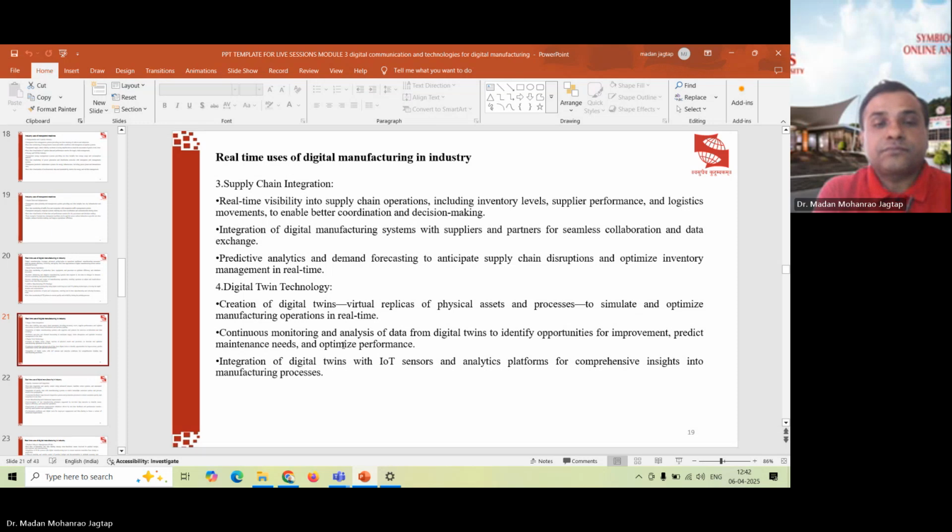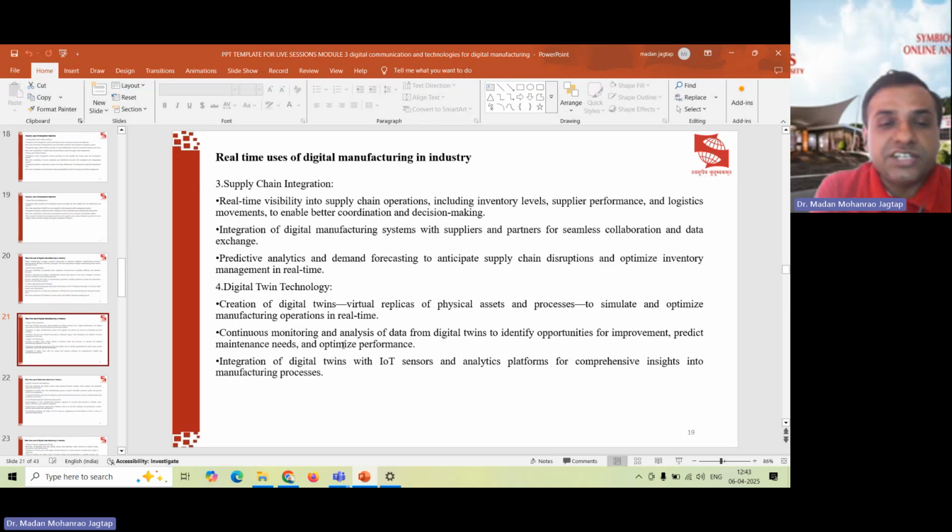Then supply chain integration. So real-time visibility into supply chain operations, including inventory levels, supplier performance, and logistic movements to enable better coordination and decision making. Integration of digital manufacturing systems with suppliers and partners for seamless collaboration and data exchange. Predictive analytics and demand forecasting to anticipate supply chain disruption and optimize inventory management in real time.